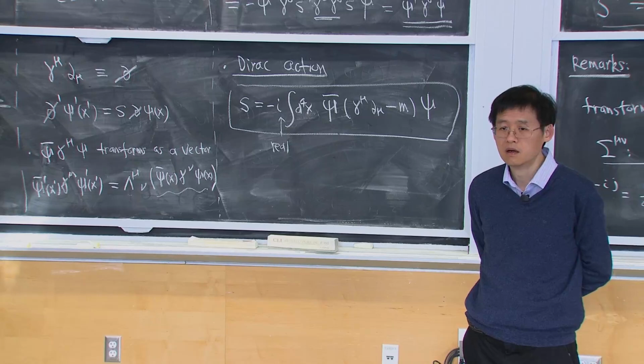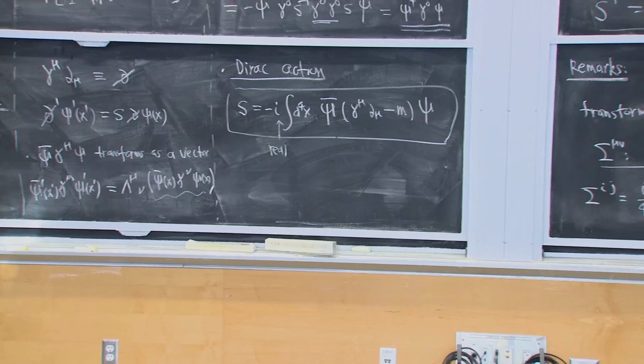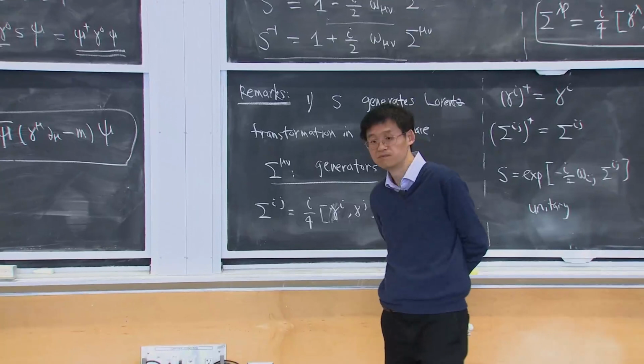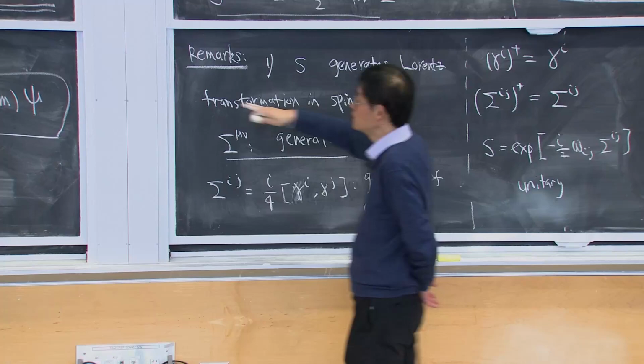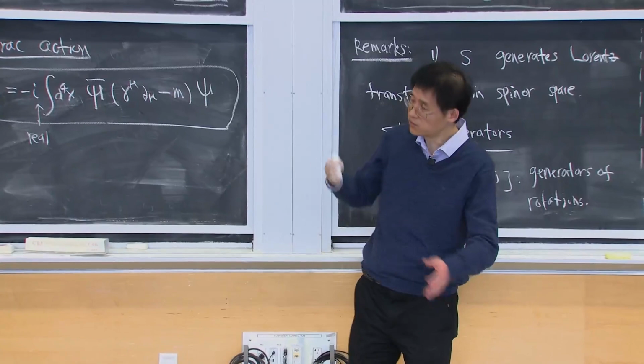It feels like we're singling out the time dimension in the definition, because of gamma zero. Yeah, we are not really singling out the time direction. It's just due to the property that gamma zero is not Hermitian. All this complication is just related to S not being unitary, and the reason S is not unitary is just because gamma zero is not Hermitian. So you have to put in the gamma zero in various places to compensate for that.